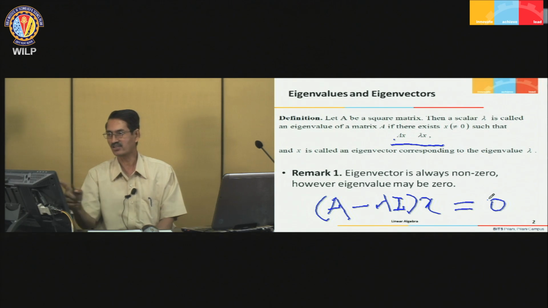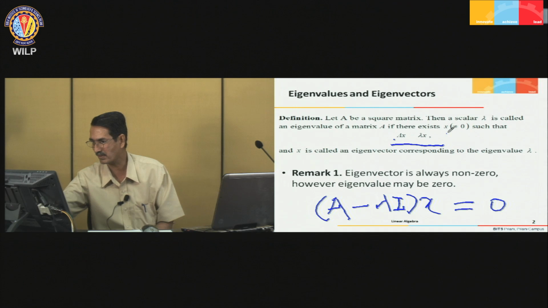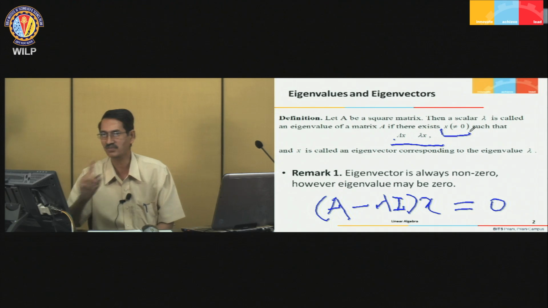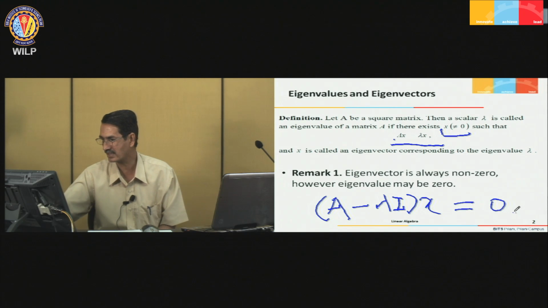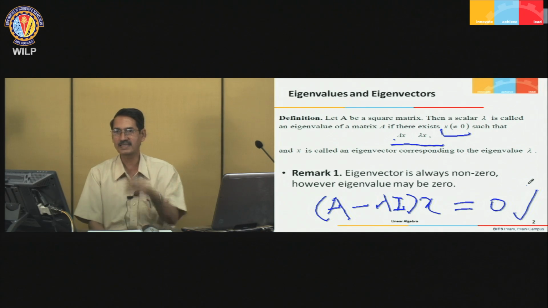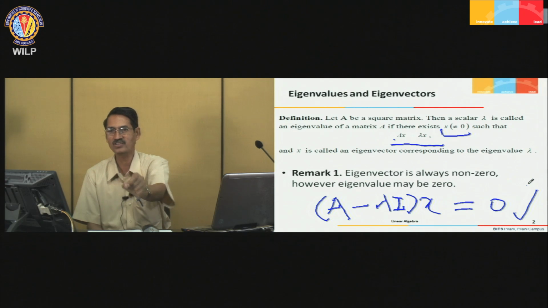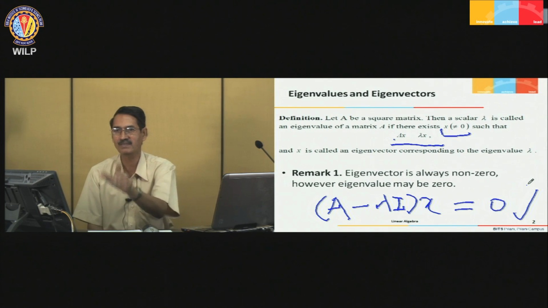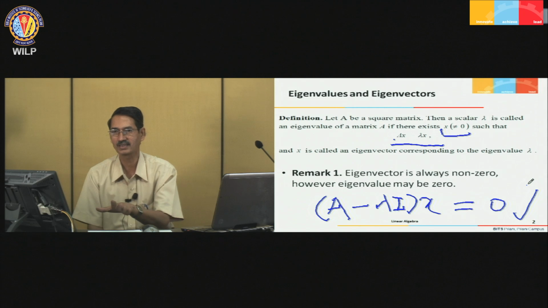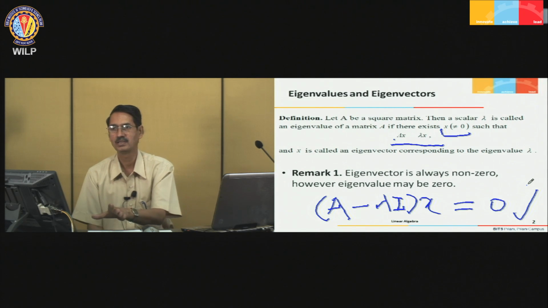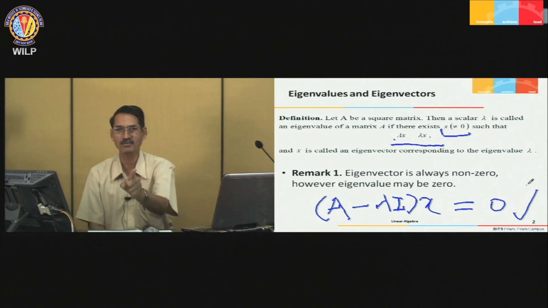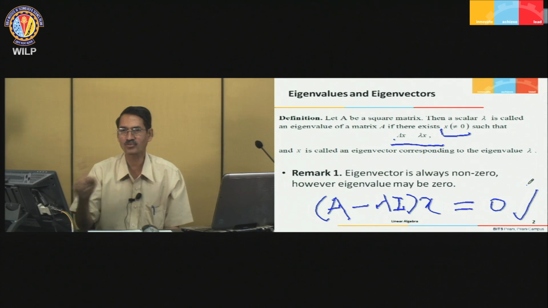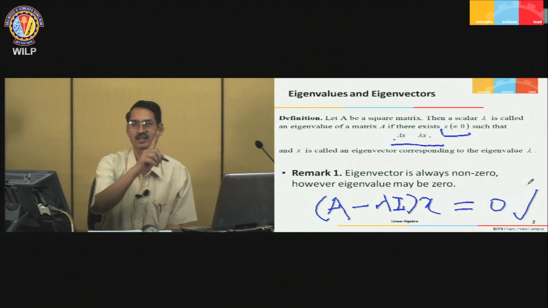So, is there any other solution? We are talking about x different from 0. Remember, this is very important: x is different from 0. Is there any non-zero solution of this equation (A minus lambda I) x is equal to 0 for a given value of lambda? If there exists a non-zero solution x for a particular value of lambda, then that lambda is called an eigenvalue of the matrix, and that corresponding non-zero solution x is called an eigenvector.